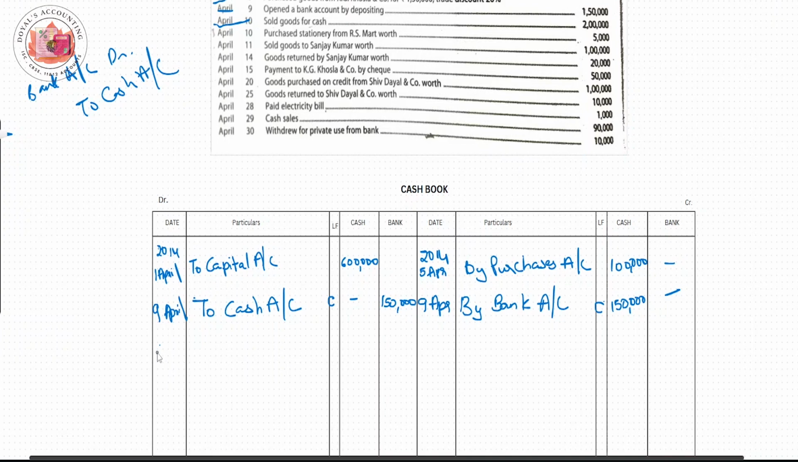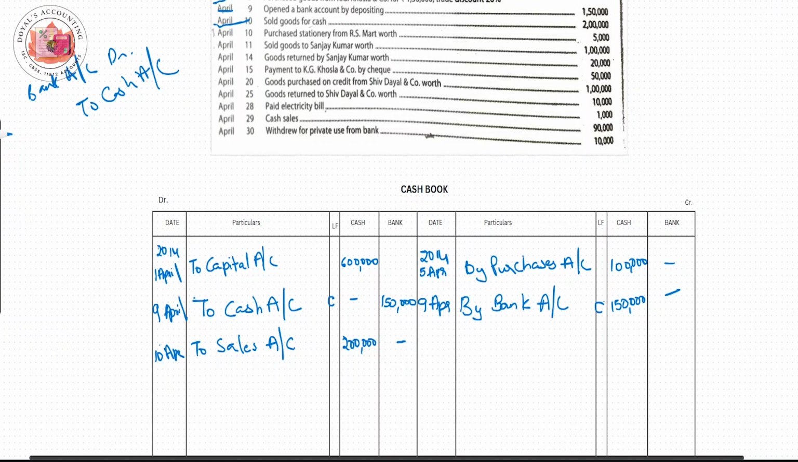So 10th April, to sales account 1,50,000. Wait, no, it's 2 lakhs. My sales are 2 lakhs. So be careful, okay, of the numbers that you enter. Sometimes you make silly mistakes like these and lose marks. So be careful and always double check.